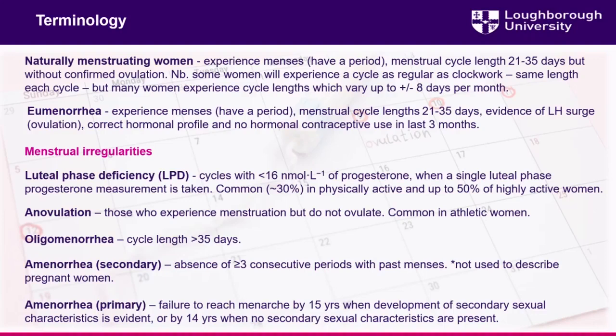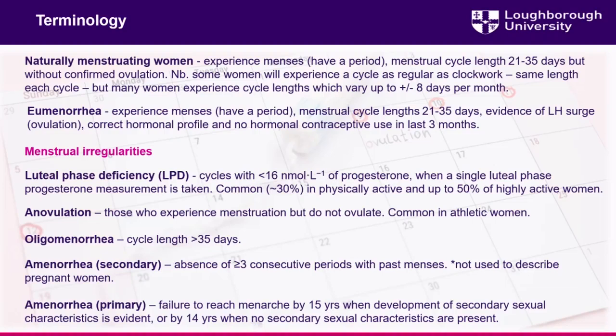Then I thought it would be useful to go back a step and talk about the terminology that's used. I think this field can be a little bit of a minefield in terms of all the different words that are used, and it makes it seem quite intimidating. It's not really, it's just knowing what these words mean. Some of the commonly used terms that you'll come across when reading in this space is the definition of a naturally menstruating woman and how that might differentiate from someone who is eumenorrheic.